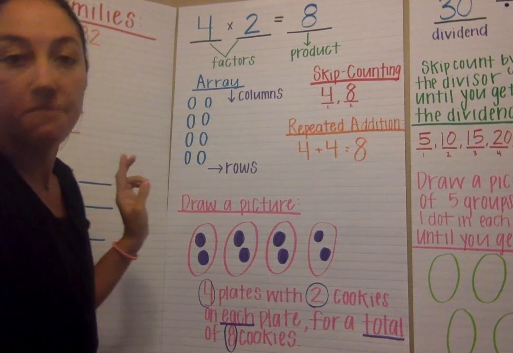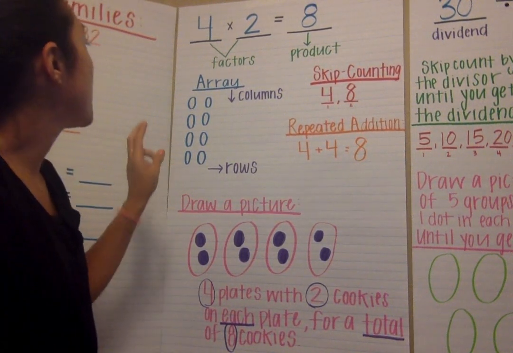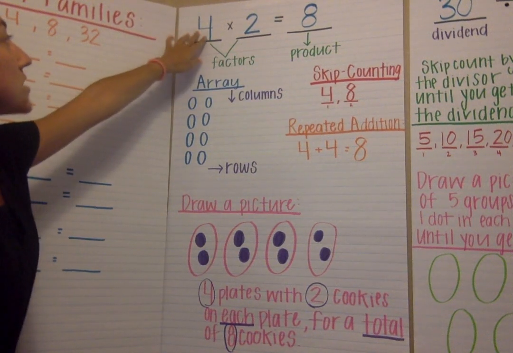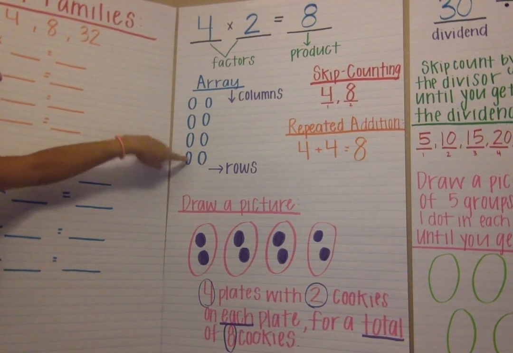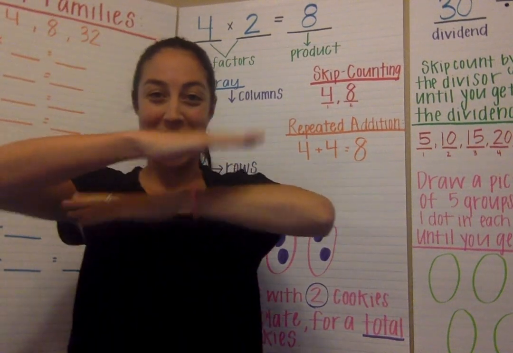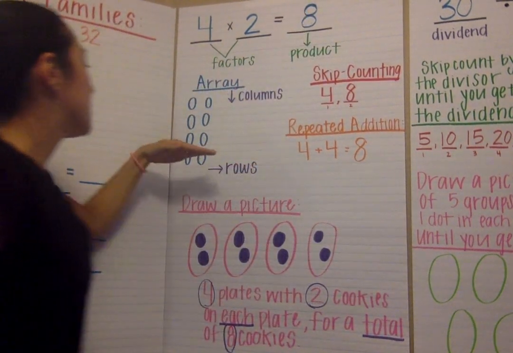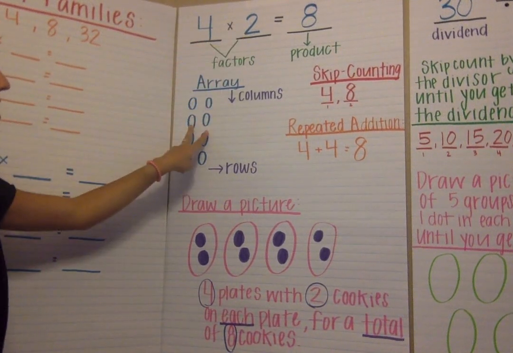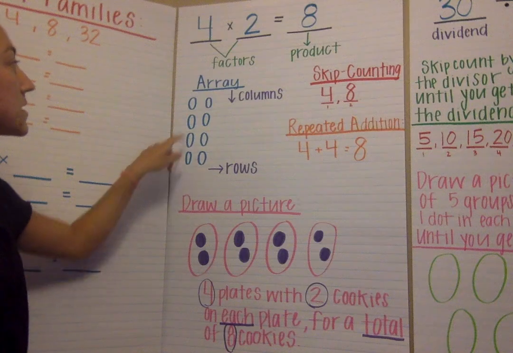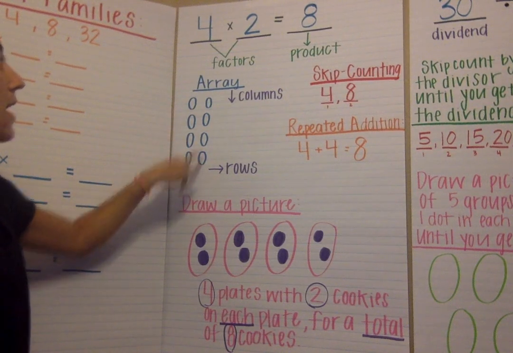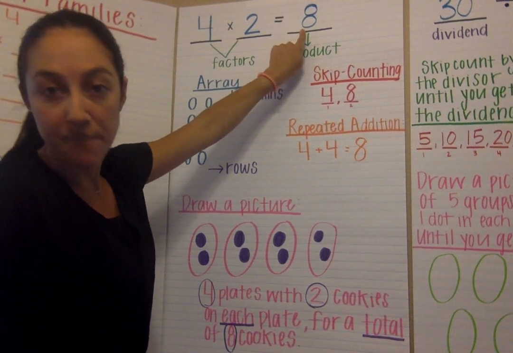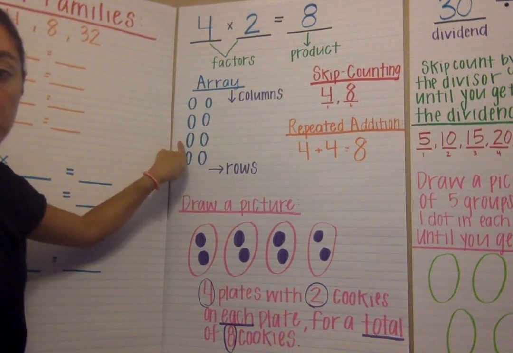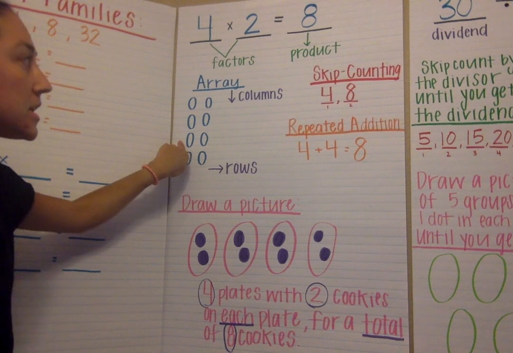Some ways that you can find your answer in multiplication. The first one is an array. So if we took 4, because that's our first number, and we did 4 rows, remember rows go this way, columns go this way, so you make 4 rows with 2 in each, or 2 columns, and then if you counted them all up, that would equal your product of 8. So that is one way that you can find your answer to a multiplication problem if you're having difficulty.